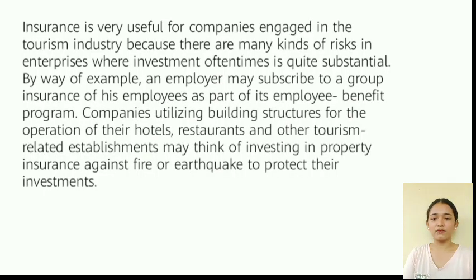Insurance is very useful for companies engaged in the tourism industry because there are many kinds of risk, and there are enterprises where the investment is oftentimes quite substantial. By way of example, an employer may subscribe to a group insurance for his employees as part of its employee benefit program. Companies utilizing building structures for the operation of their hotels, restaurants, and other tourism-related establishments may think of investing in property insurance against fire or earthquake to protect their investment.